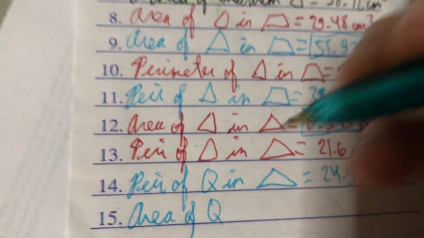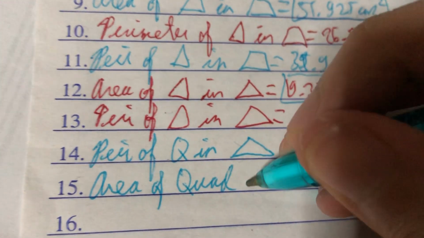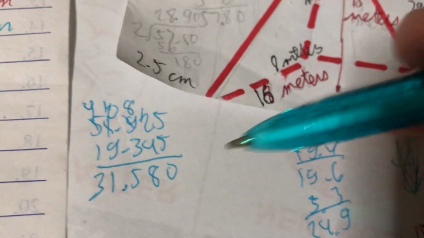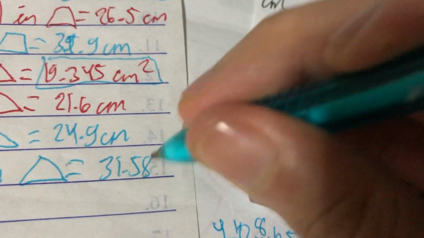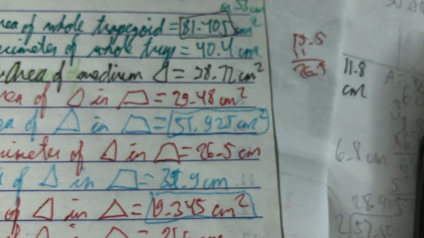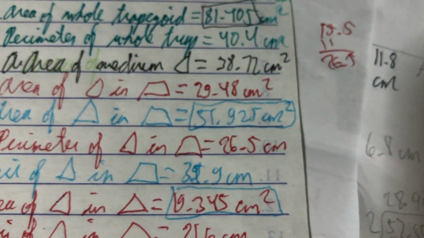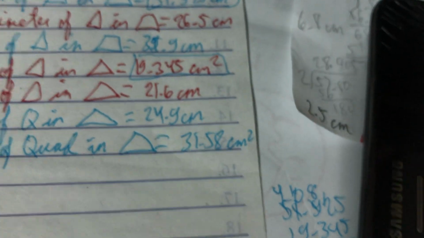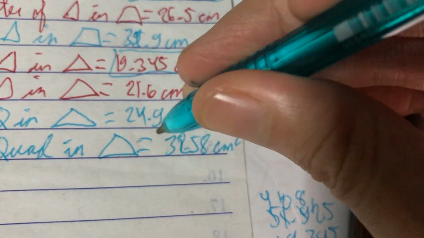So therefore, the area of Q or quad na lang in this triangle is, what's the final area? 31.58 square cm. To verify with a calculator, let's see if this is true. Remember yung mga circle namin, di ba? 51.925 minus 19.32345. Tama. 32 pala, not 31. Pero okay lang yan. But at least naman, we still have our answer. Okay?